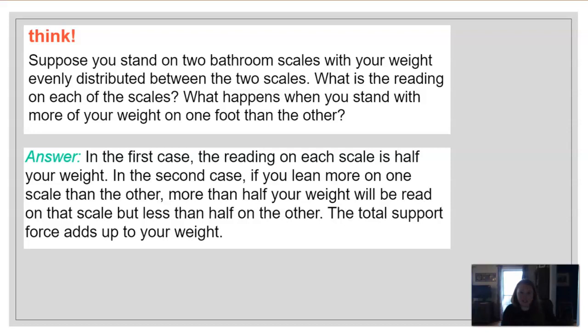If you lean a little more to one side, then one scale is going to be larger. So the total support force adds up to equal your weight because the net force has to be 0. Now, if both of those scales read your weight, we wouldn't have balanced forces.